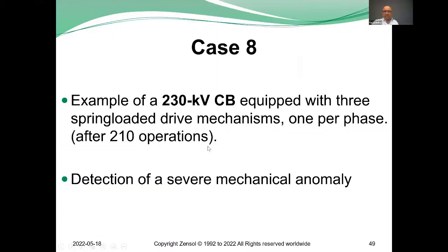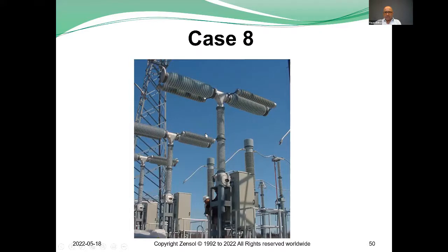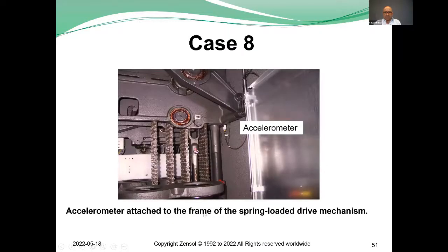And finally, in case 8, the last case, it's an example of a 30 kilovolt circuit breaker equipped with 3 spring-loaded drive mechanisms, 1 per phase, and after 210 operations, detection of a severe mechanical anomaly. So this is the breaker. Typically for the exploration, because it was a serious problem, we installed the accelerometer inside the control cabinet.